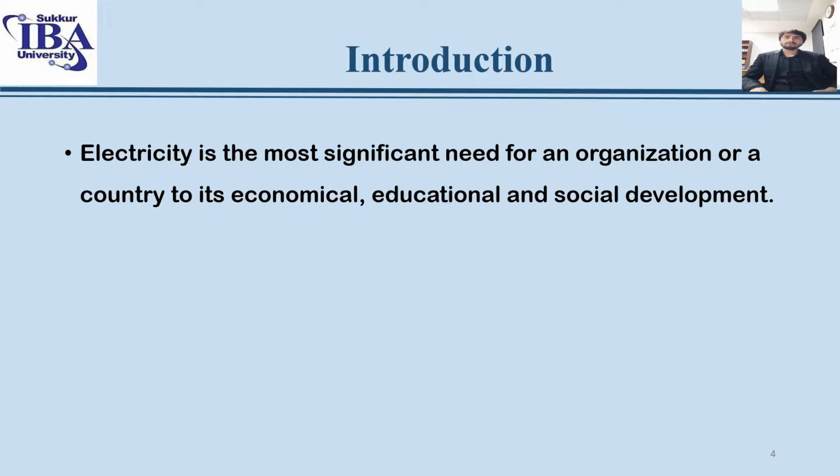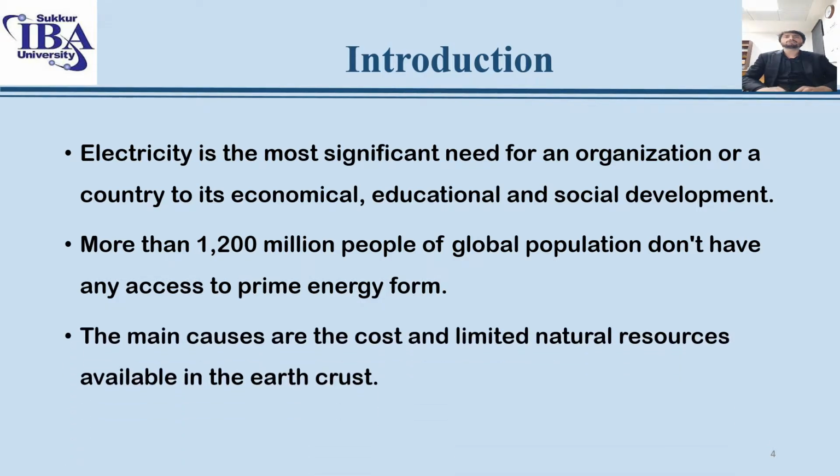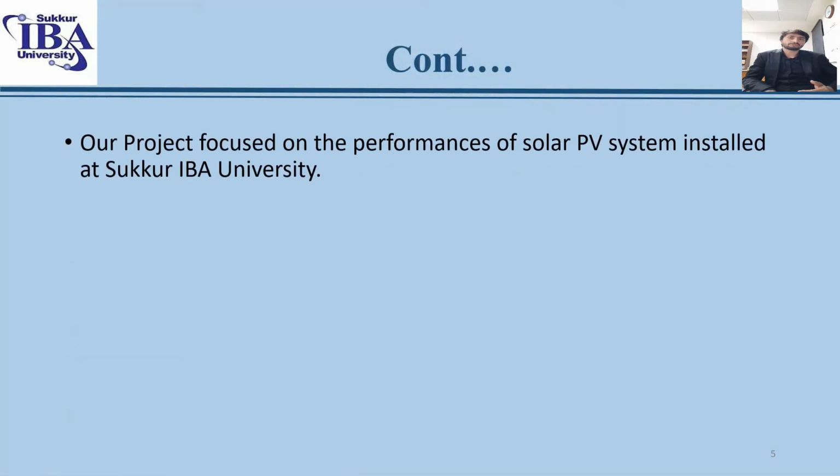So first of all, we come to the introduction. Electricity is the most significant need for an organization or country for its economical, educational, and social development. More than 1,200 million people of the global population don't have any access to prime energy form. The main cause is the cost and limited natural resources available in the earth crust. Basically, why can't people consume electricity? There are two main reasons. The first is limited natural resources, and the other is earth crust.